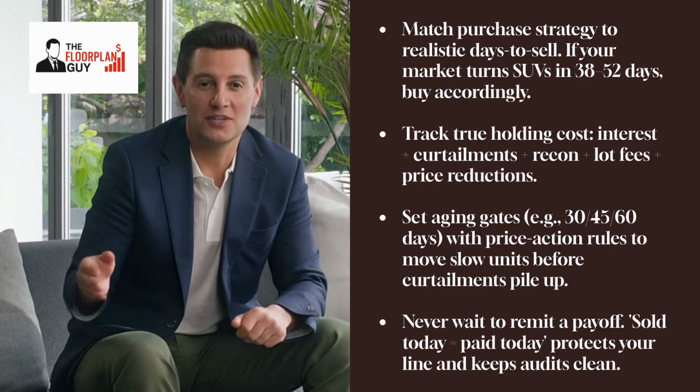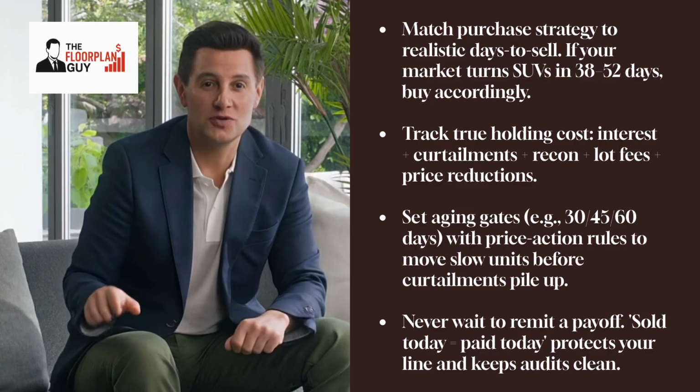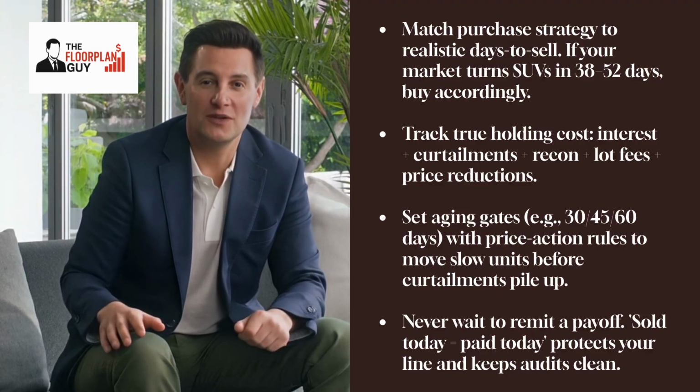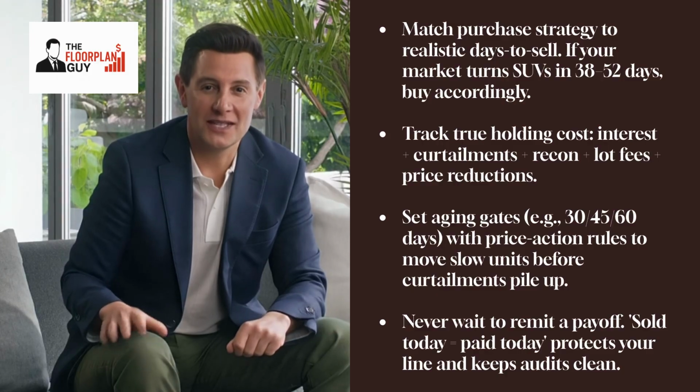Set aging gates, for example, 30, 45, 60 days, with price action rules to move slow units before curtailments pile up. Never wait to remit a payoff. Sold today, paid today, protects your line and keeps audits clean.